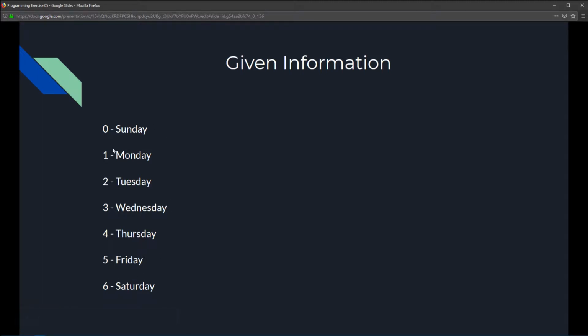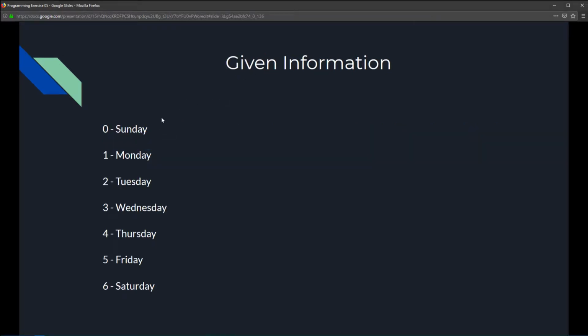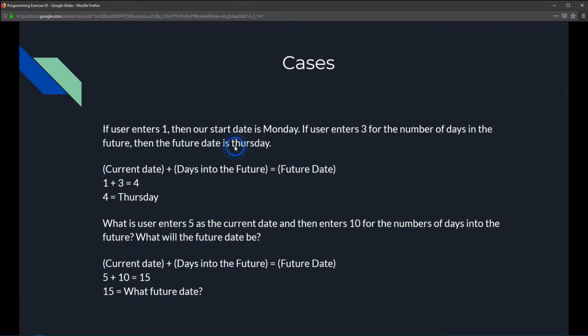So hopefully that part of the information makes sense according to what is given right here, right? So what happened is we're going to input what today is. So let's say today is Sunday, then we'll enter 0. And if today is Wednesday, we enter 3. And if it's Saturday, 6. Monday, 1. Friday, 5. Thursday, 4. Tuesday, 2.